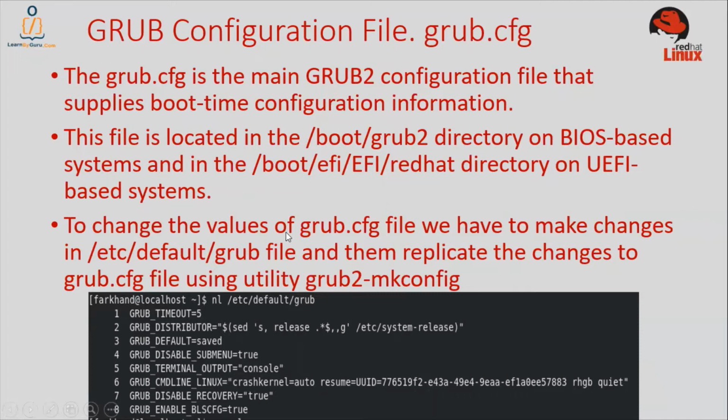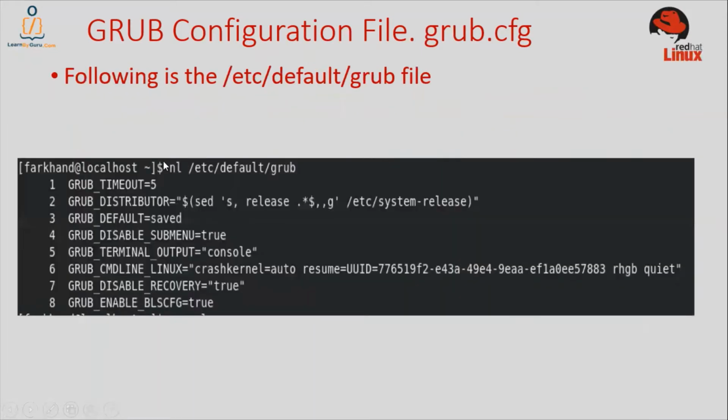So to change the values of the grub.cfg file, we have to make changes in another file, which is located at /etc/default/grub. This is the file through which we can make changes, and then replicate the changes to the grub.cfg file using the utility grub2-mkconfig. This is the /etc/default/grub file. This file contains the different parameters and their values. We'll look into the details of every parameter.